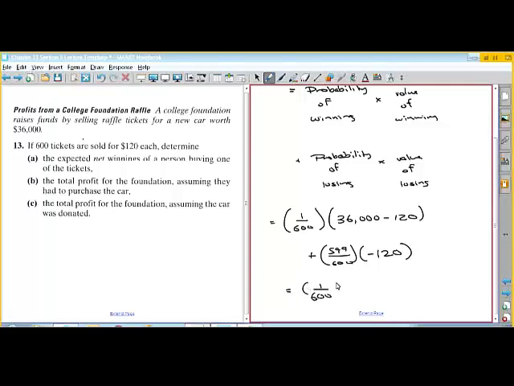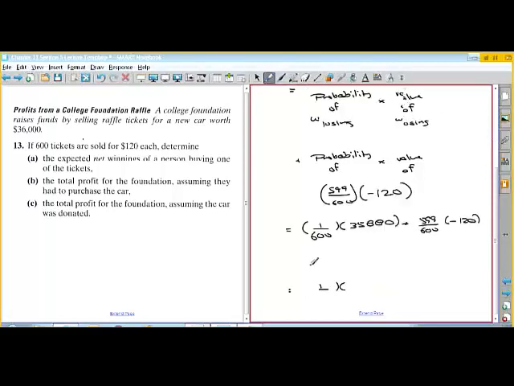So let's do the calc. 36,000 minus 120 is 35,880. So that's his net winnings. And then you get 599 over 600. Probability of losing. The cost of losing is paying your money for the game, and then you do the calculation.